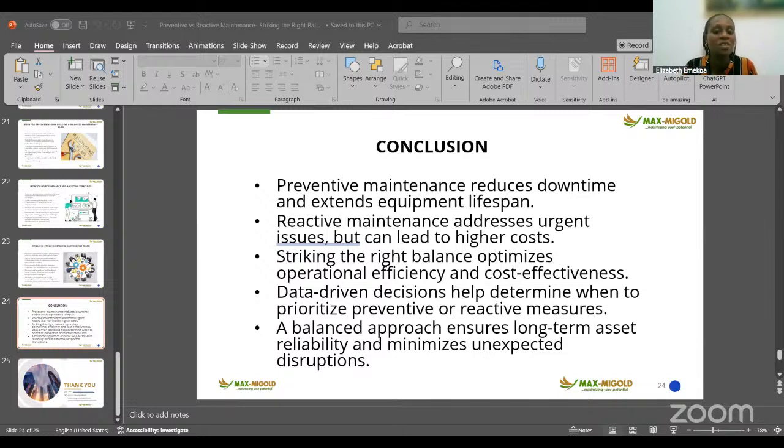Data-driven decisions help determine when to prioritize preventive or reactive measures. A balanced approach ensures long-term asset reliability and minimizes unexpected disruption.